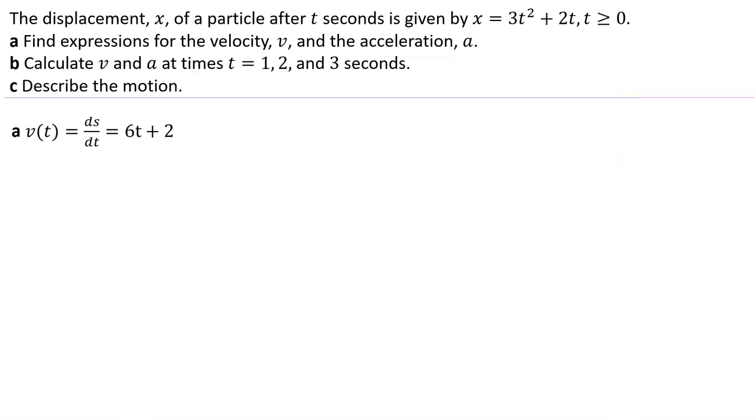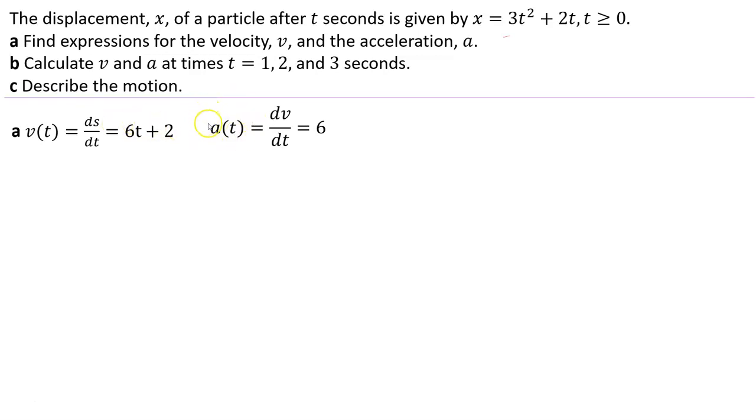So our velocity is the derivative of the displacement. So I just differentiate this expression here. My velocity equals 6t plus 2. I'm not given my units of measurement here, so that would be units per second. Acceleration is the derivative of the velocity. So that's just 6, and that would be units per second squared.